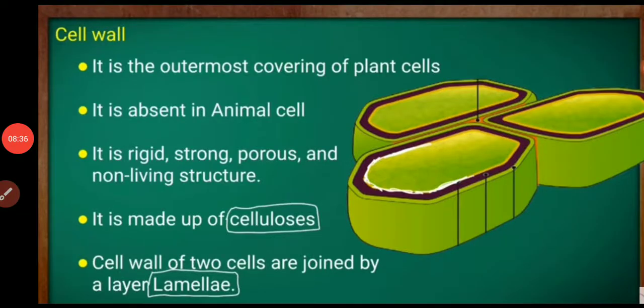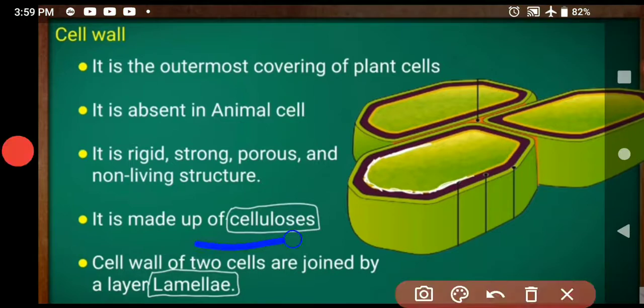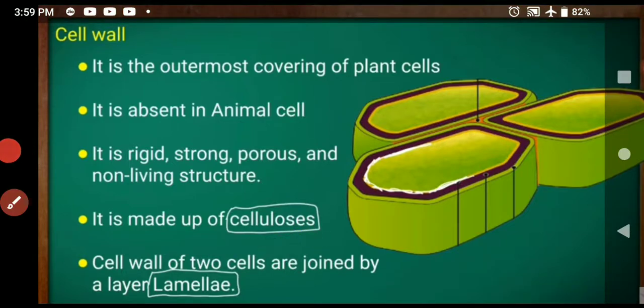Now see this one: cell wall. Cell wall is the outermost covering of plant cells, and cell wall is absent in animal cells. Cell wall is only present in plant cell. It is rigid, strong, porous and non-living structure, and this is very important. It is made up of cellulose. This question is asked in the examination.